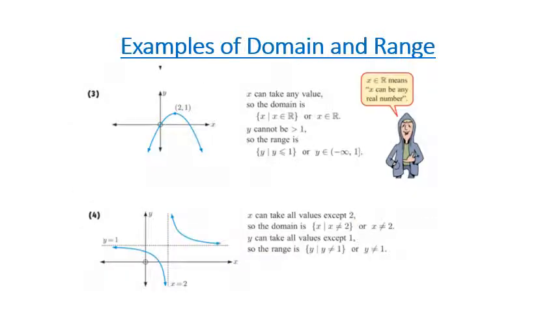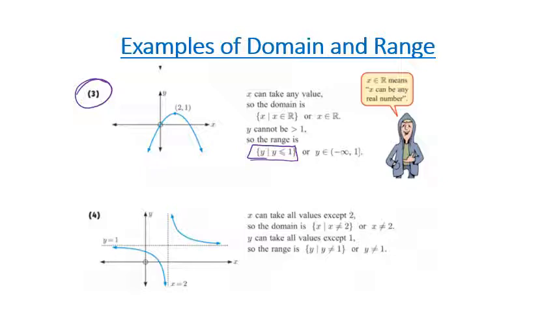Here's some more examples. We can see here in example 3, we've got a point that the vertex of this graph is (2, 1). So we know that vertically everything has to be below 1. The range is less than or equal to 1 because everything is below. So vertically we're looking at everything below 1.